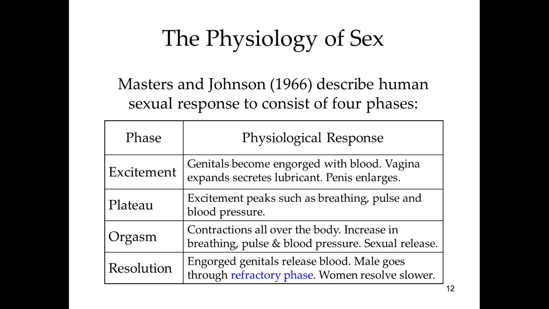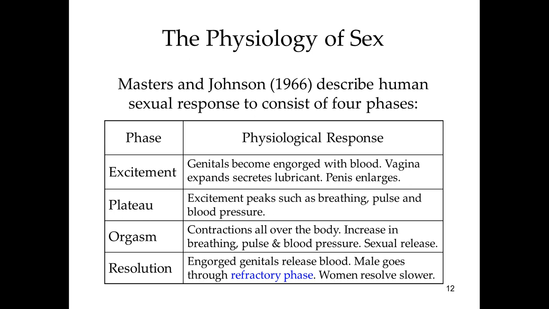So the orgasm is this impossible to control contraction all over your body that basically increases your rate of breathing and your blood pressure. So this is the moment of sexual release. In men, this results in ejaculation. In women, this results in tight contractions within the vagina. So the orgasm is the final phase of the actual sexual activity.